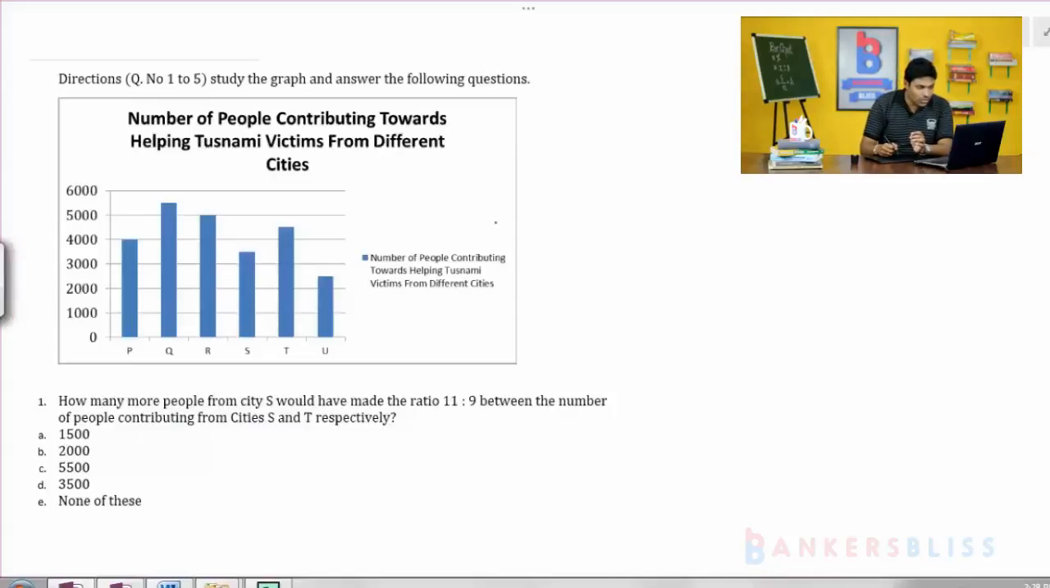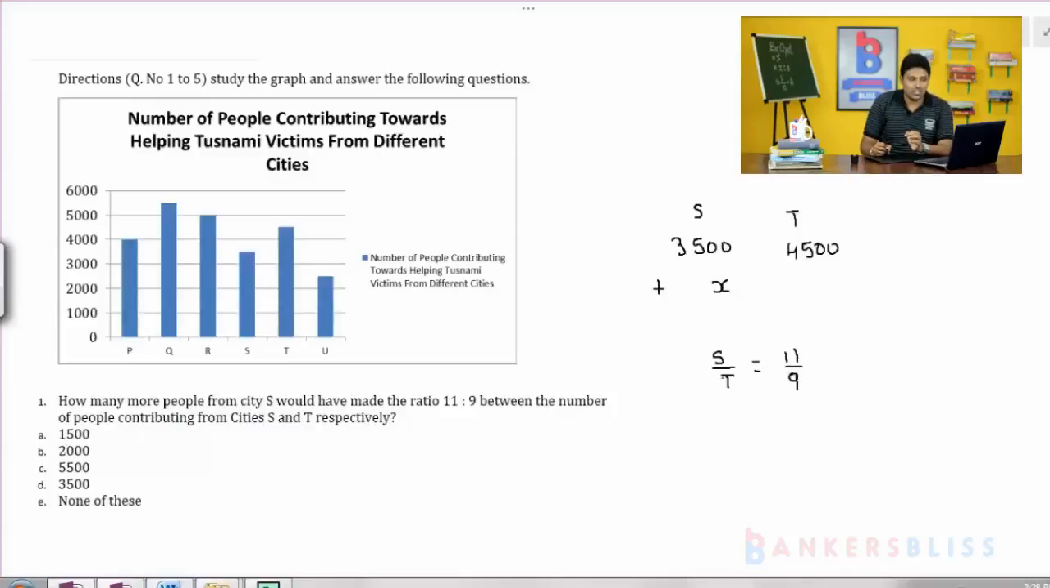Okay. Now, what is the total number of people in S? That is 3500, and T is 4500. After adding some people to S, you have to get a ratio of S and T, that is 11:9. So, S by T is 11:9.